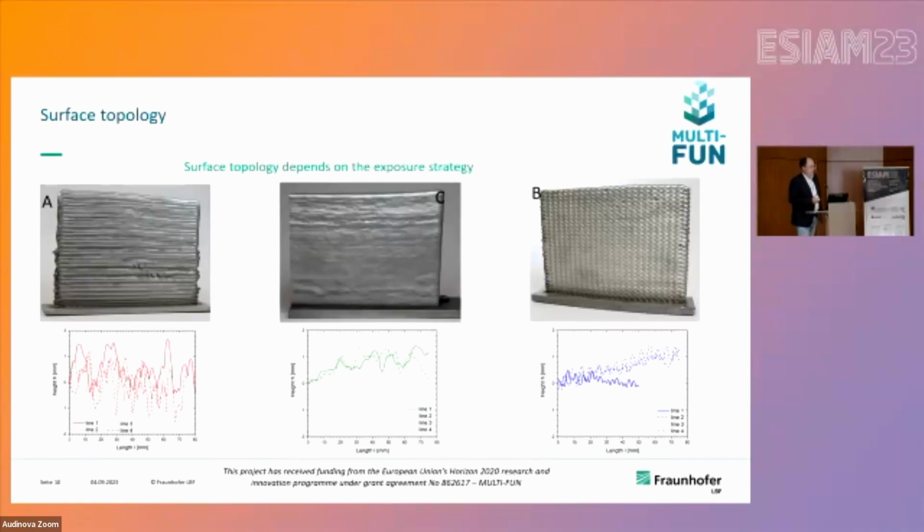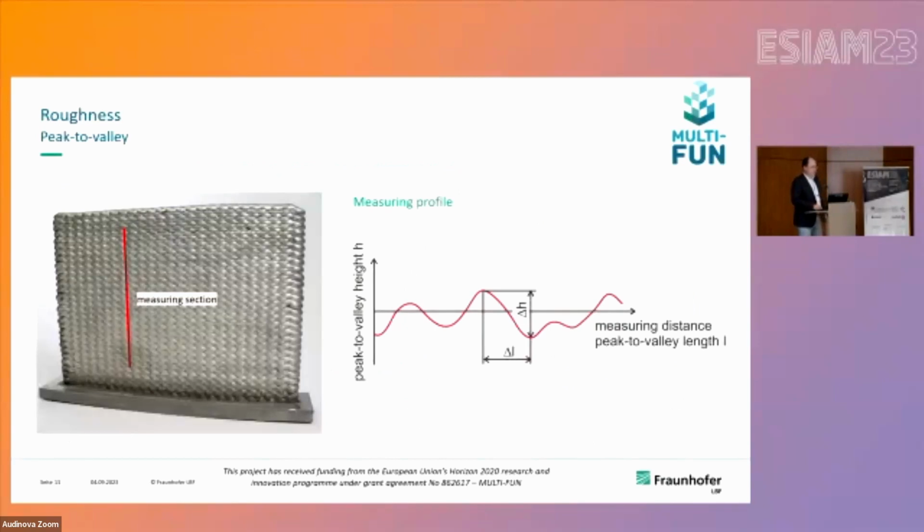At the end, we are not able to measure this topology with our surface roughness measurement system because the values, the altitudes, were just a little bit too high, so we have to find another way. And here we decided to measure different lines with different measurement distances, and then you get some of these profiles, peak to valley.